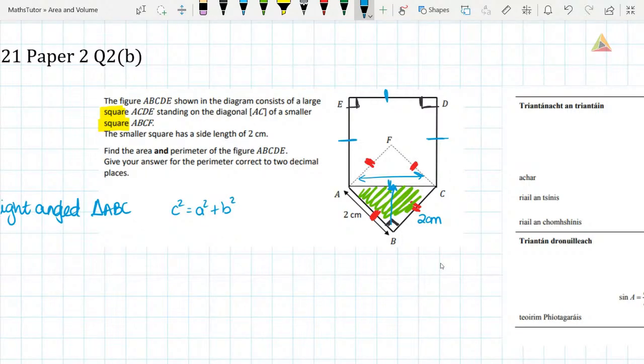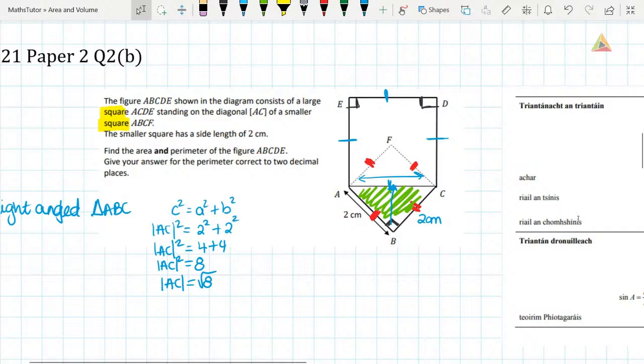So from our right-angled triangle, C squared is equal to A squared plus B squared, from Pythagoras' theorem from our tables. So we're going to be saying that the length of AC squared is equal to the other two sides squared and added together. So the length of AC squared is going to be equal to 4 plus 4, which is going to be 8. And that means that the length of AC, we're going to find the square root of both sides, is going to be the square root of 8.